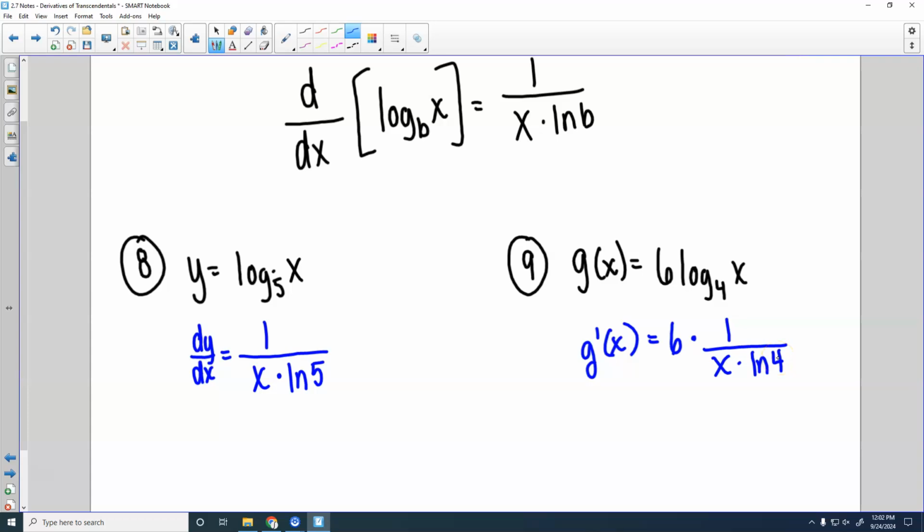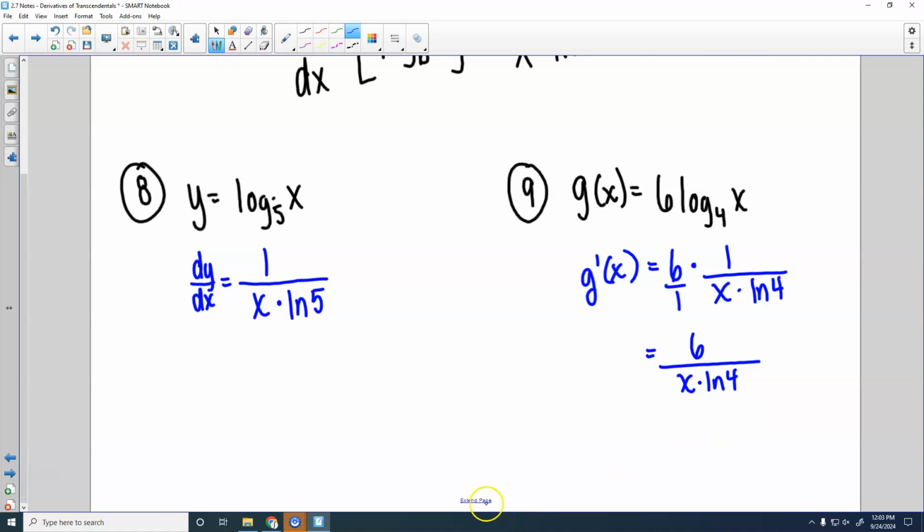So what you're going to see here, though, is they're usually going to combine that back. And so that 6 is over 1, and so it will usually look like this: 6 over x times natural log of 4.